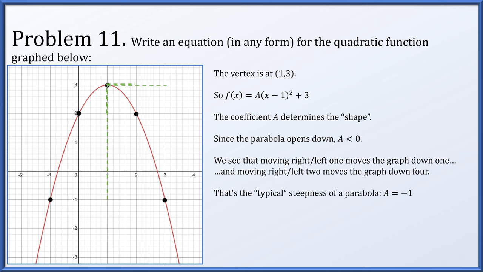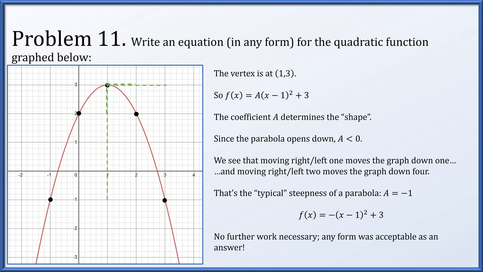In other words, the coefficient should be plus or minus 1, and we already know it should be negative. So there we have it. F of x is negative 1 times x minus 1 squared plus 3. We don't really need to do any further work. We were not told to expand this into standard form or something, so vertex form is totally fine.